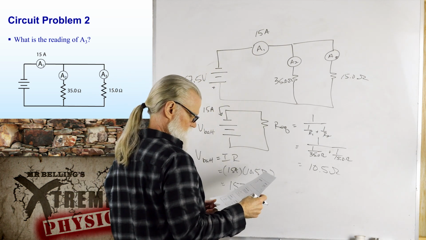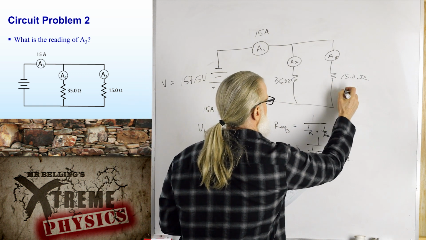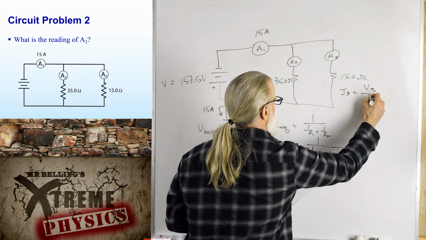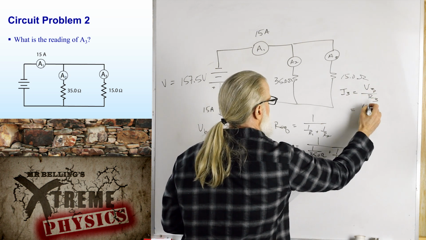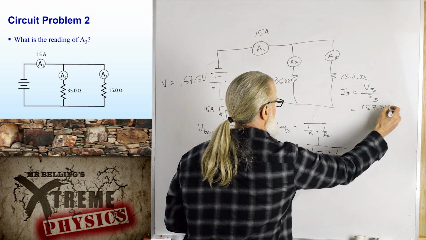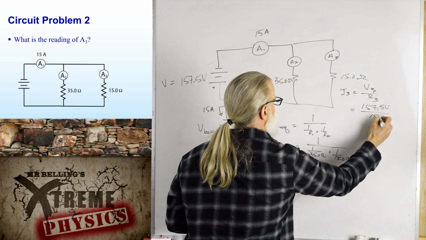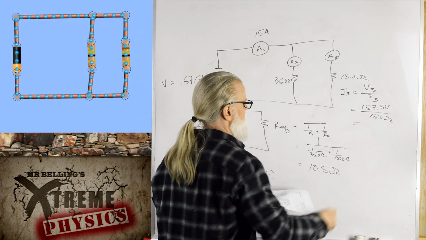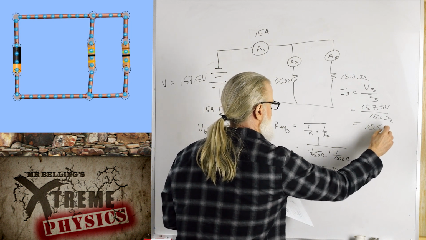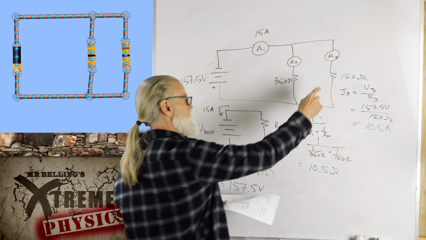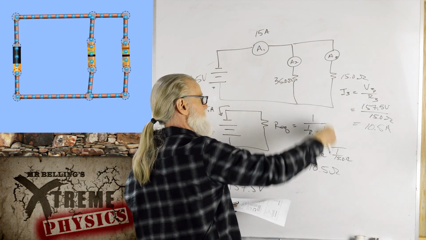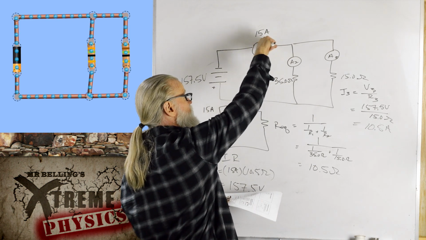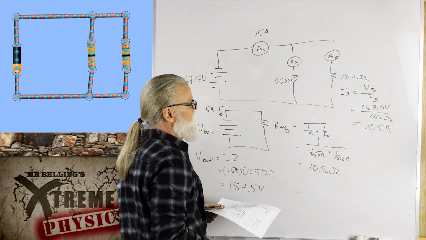All right. What do we want to know? We want to know A3. I3 equals V3 over R3 equals 157.5 volts divided by 15 ohms. 10.5 amps. All right. Let's see if that's reasonable. I would expect more current to go through here than here because this is a lower resistance. And these two have to add up to be 15 amps because the 15 amps goes into here and splits off into 2.